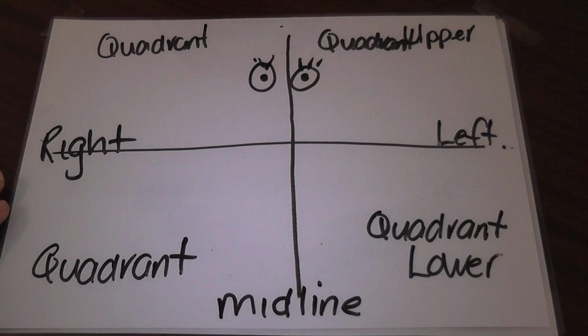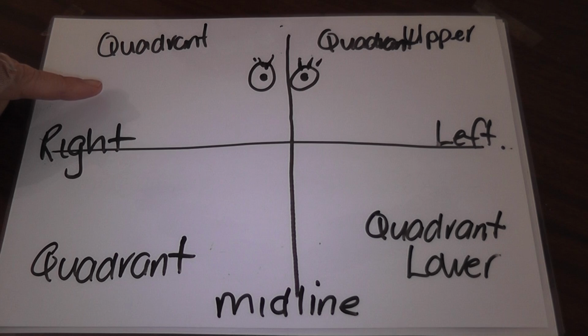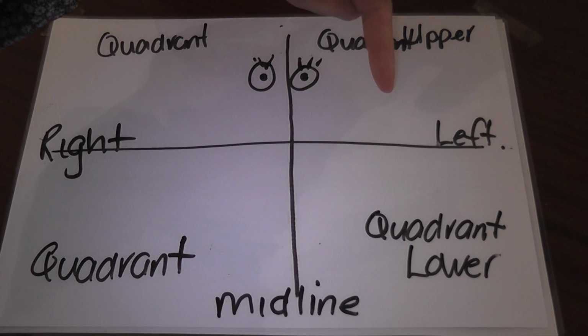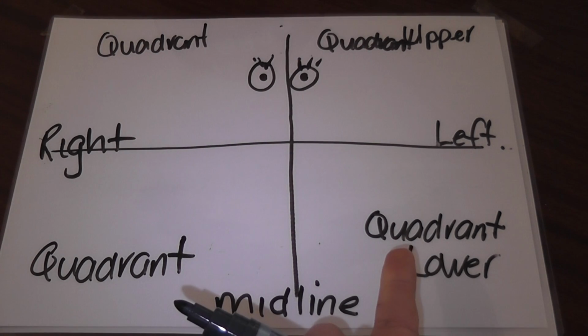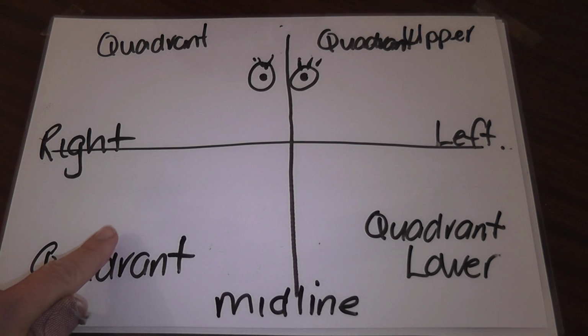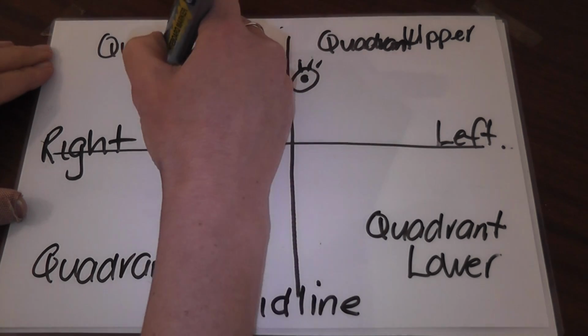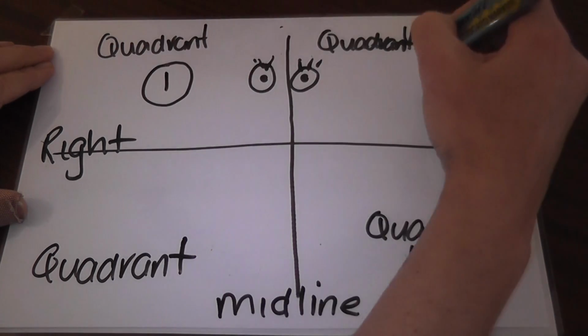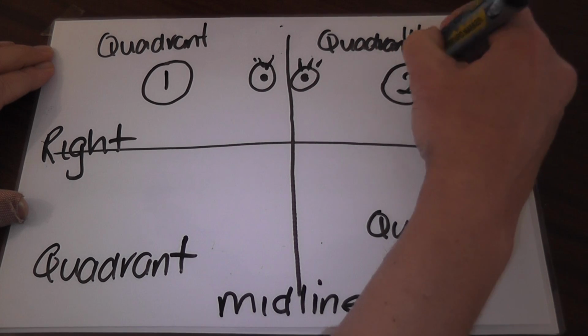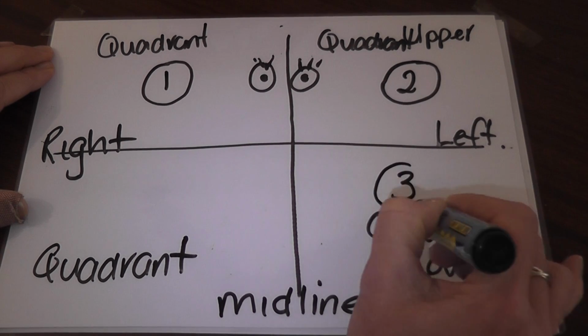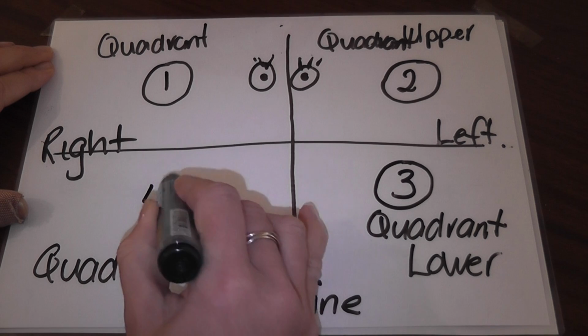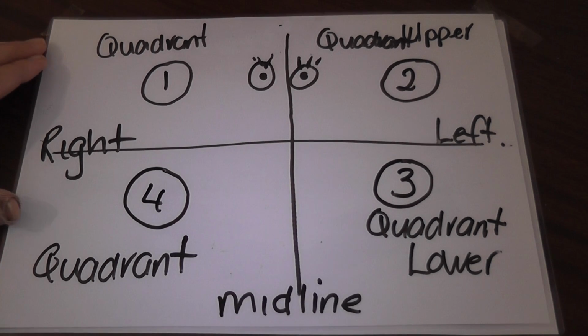Now we can name and number each quadrant. This is the upper right, the upper left, lower left, and lower right. Charting is always clockwise and begins in the upper right quadrant, which is also known as quadrant number 1. The upper left quadrant is quadrant number 2, lower left is quadrant number 3, and lower right is quadrant number 4.